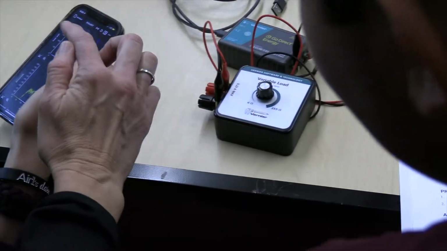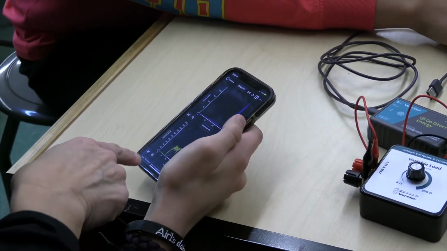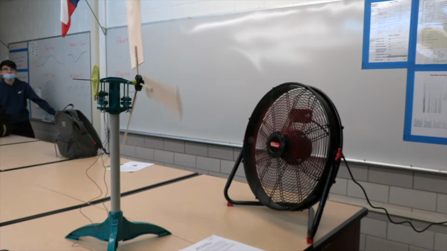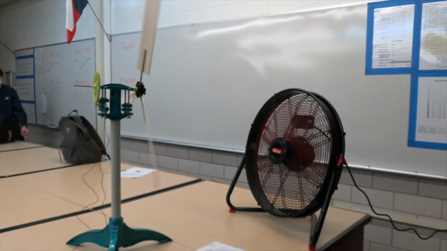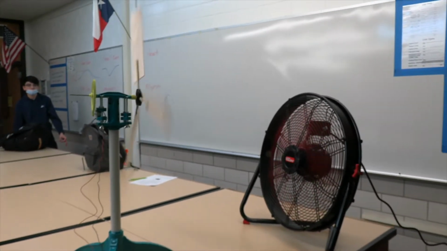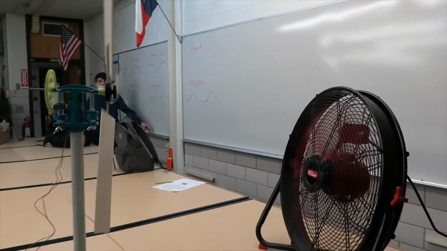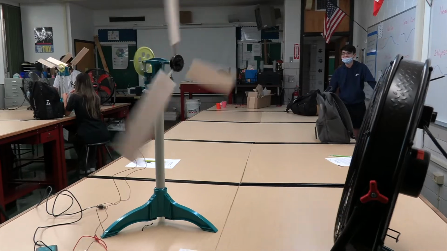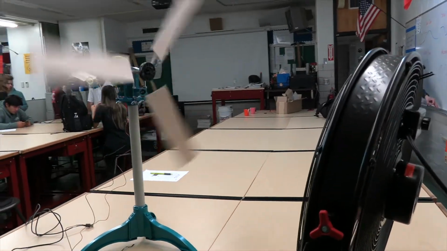The first activity that the students did with the wind turbines was to first determine at what angle the blades need to be in order to maximize power. So they determined that between 35 and 45 degrees was the best angle for the blades in order to maximize power. Thank you so much for your time. That's it for me. Now back to the studio.